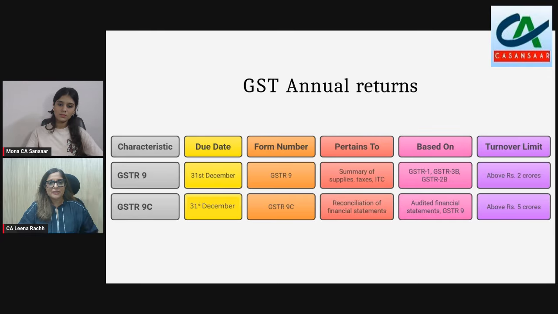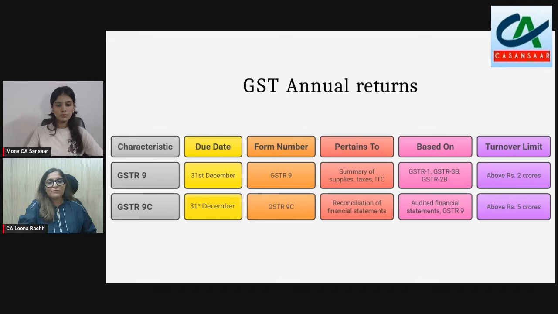GSTR 9 is nothing but a summary of all your outward and inward supplies, taxes paid, ITC claimed. And GSTR 9C is a self certified reconciliation between GSTR 9 and your audited statements. Now, there are specified turnover limits for these: GSTR 9 is required to be filed if the aggregate turnover exceeds 9 crores, and GSTR 9C is required when the aggregate turnover exceeds 5 crores.